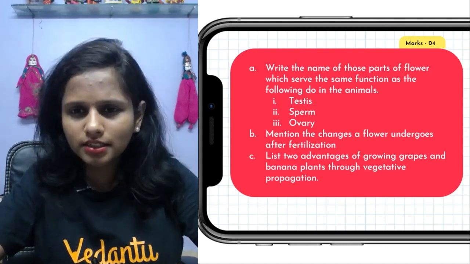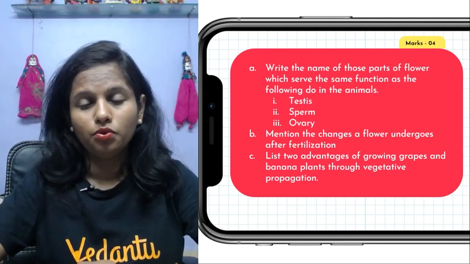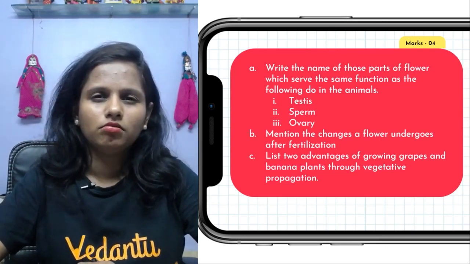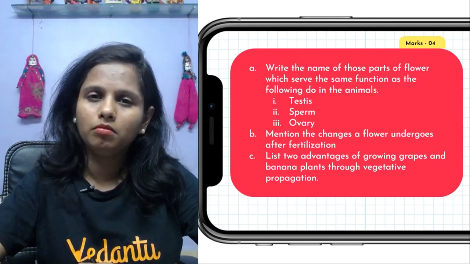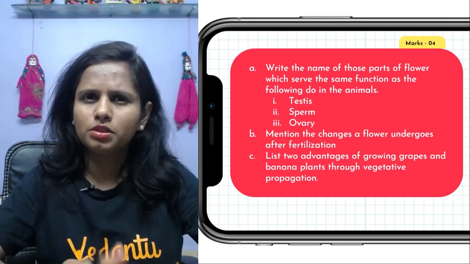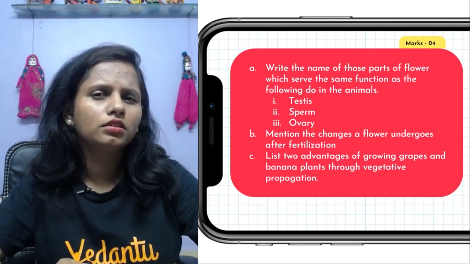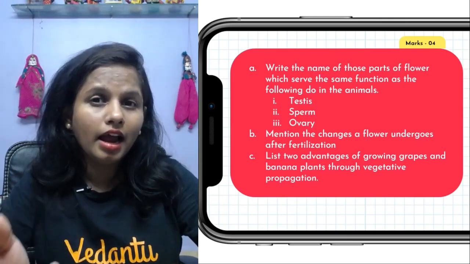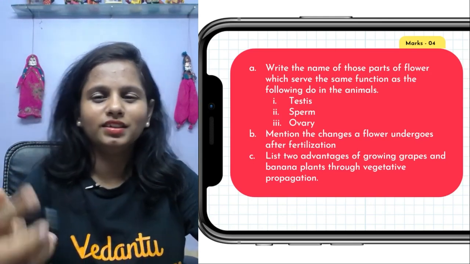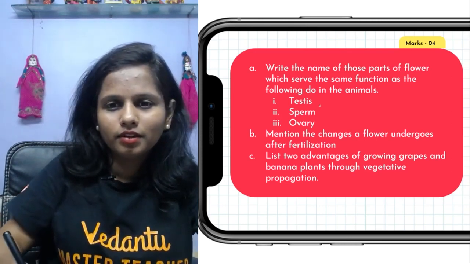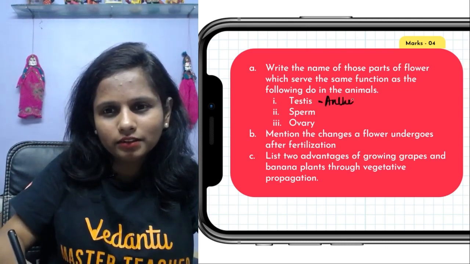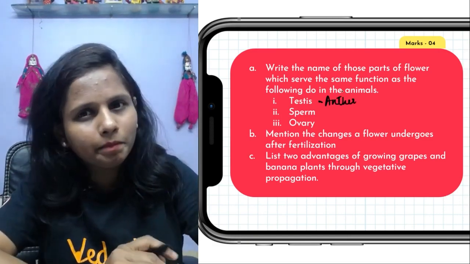And then write the name of those parts of a flower which serve the same function as the following do in animals. So testis, which organ works like testis in plants? Testis produce sperms. So in plants, anthers produce pollen grain. So the answer over here has to be anther, right?